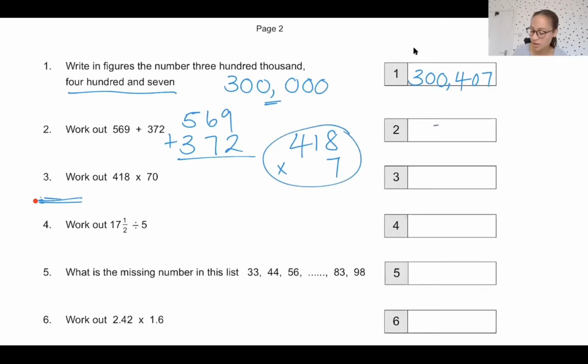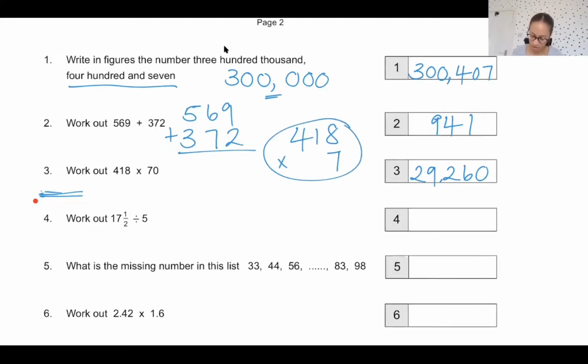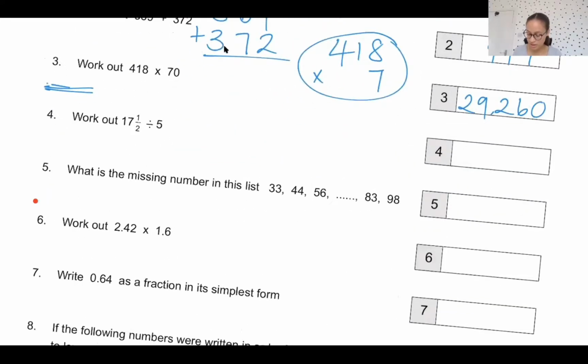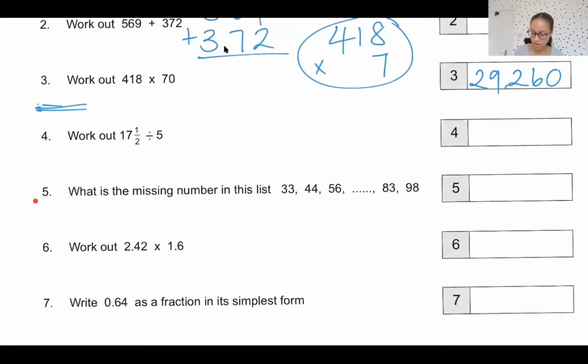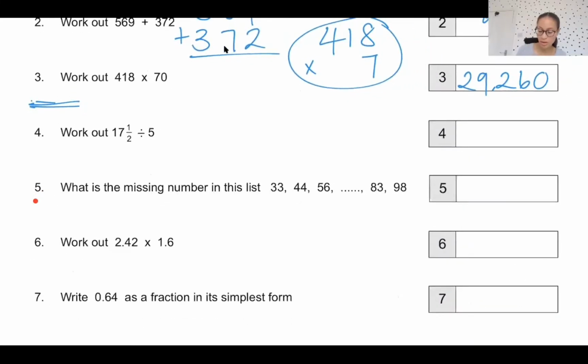I'm just going to give you the answers now so you can move on. 941 and 29,260 for the third one. Okay, next, work out 17.5 divided by 5. Now, I know that some of you haven't done division of fractions yet, because it doesn't tend to come up in your exams, but we'll just go over it for the sake of completion.